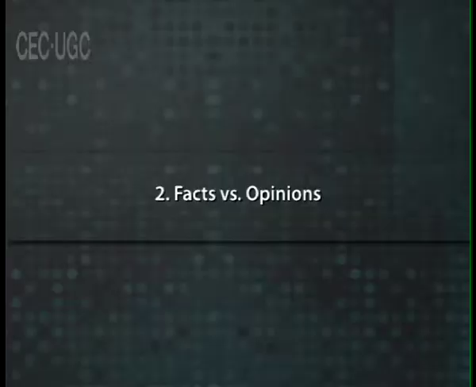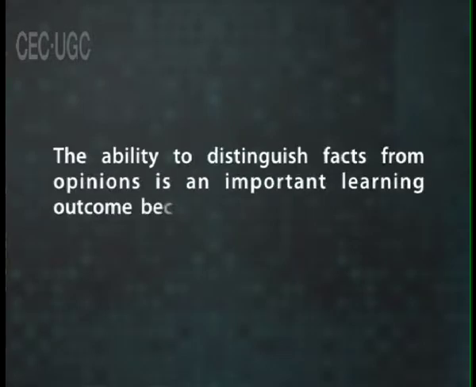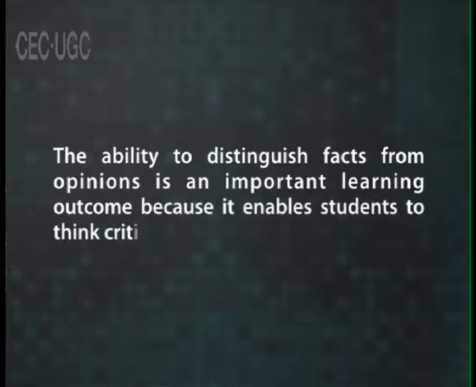Here, the definition of photosynthesis is given as a declarative sentence and students are to identify whether this definition is correct or not. 2. Facts versus opinions. This format can also be used to measure whether students can distinguish between facts and opinions. The ability to distinguish facts from opinions is an important learning outcome because it enables students to think critically about a topic. Let us look at an example.